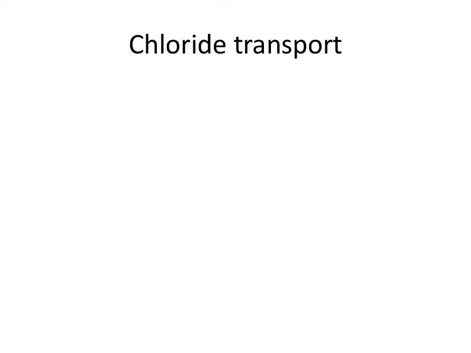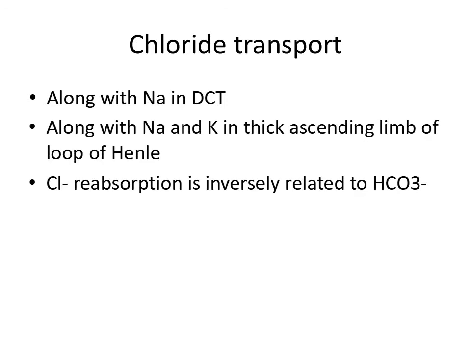Next, coming to chloride transport. Chloride can be transported along with sodium in the distal convoluted tubule, that is the sodium chloride co-transporter, and along with sodium and potassium in the thick ascending limb of the loop of Henle, that is the sodium potassium 2 chloride co-transporter. These two we have already seen in the sodium reabsorption mechanism: along with sodium in DCT and along with sodium and potassium in the thick ascending limb.